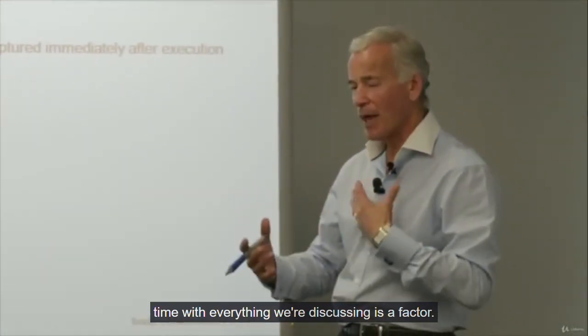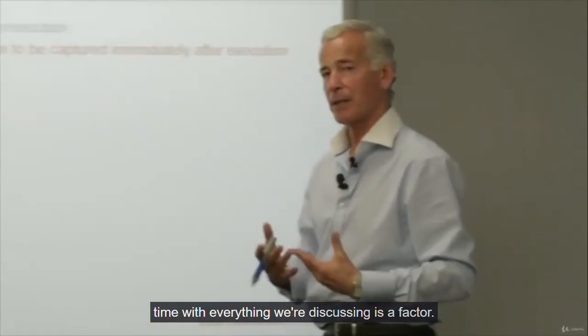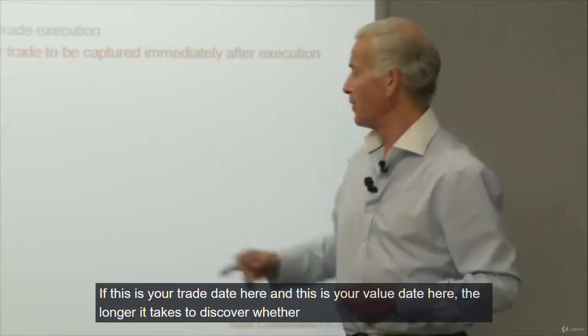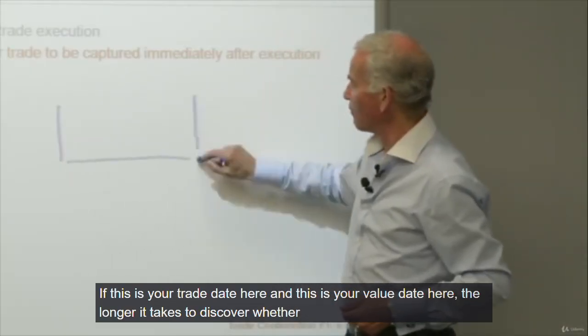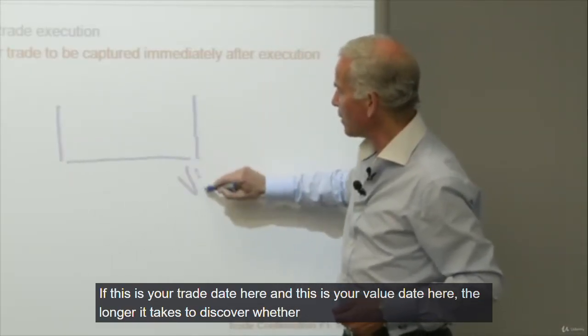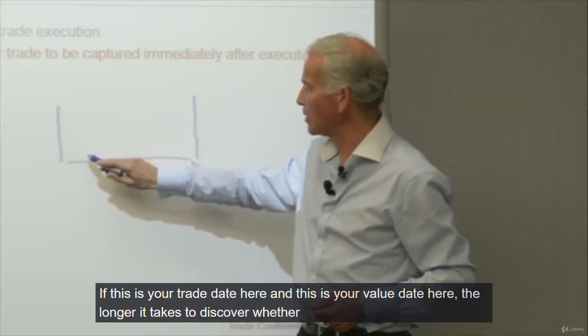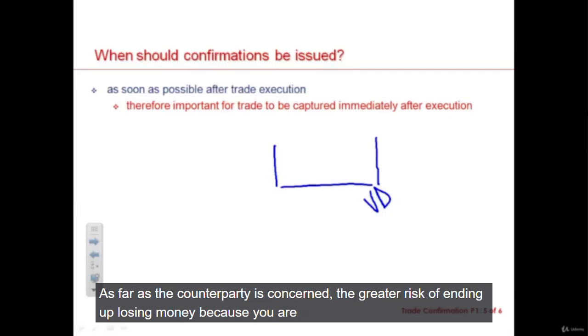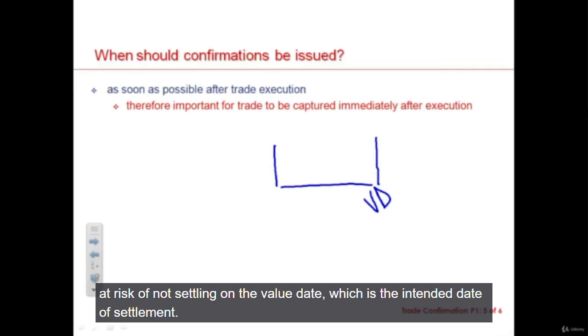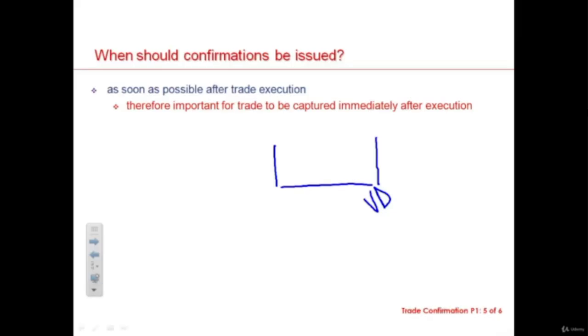Time with everything we're discussing is a factor. If this is your trade date here and this is your value date here, the longer it takes to discover whether your details of the trade are accurate as far as the counterparty is concerned, the greater risk of ending up losing money, because you are at risk of not settling on the value date, which is the intended date of settlement.